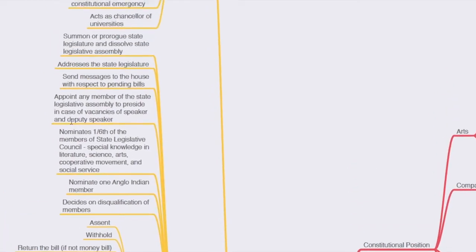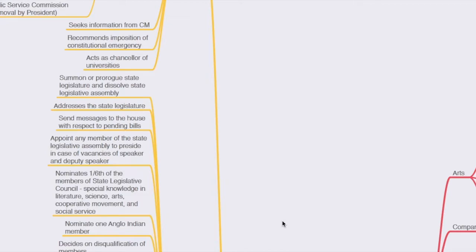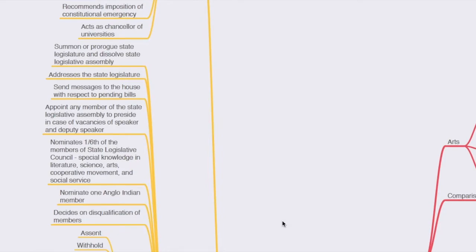Now let's see his legislative powers. The legislative power of the governor begins with summoning or proroguing the state legislature and dissolving the state legislative assembly. He addresses the state legislature the first time after the elections and also the first session every year. He has the power to send messages to the House with respect to pending bills. He appoints any member of the state legislative assembly in case of vacancy in the post of speaker or deputy speaker, and same is the case if there is a legislative council for chairman or deputy chairman. If there is a vacancy, he appoints them.